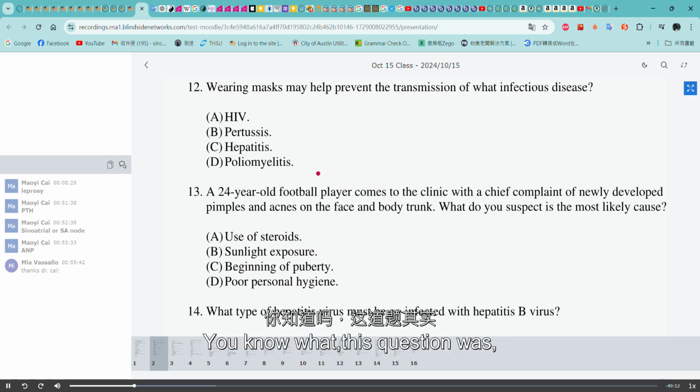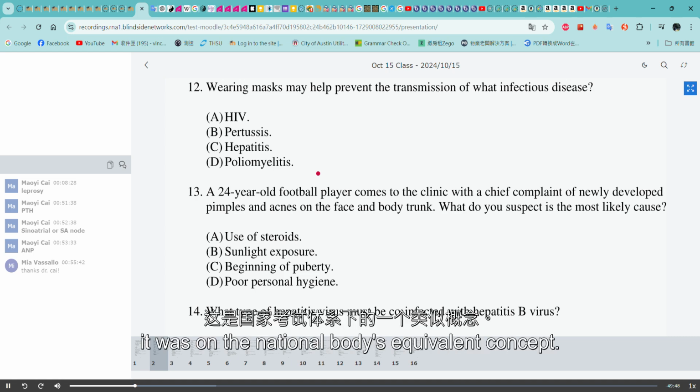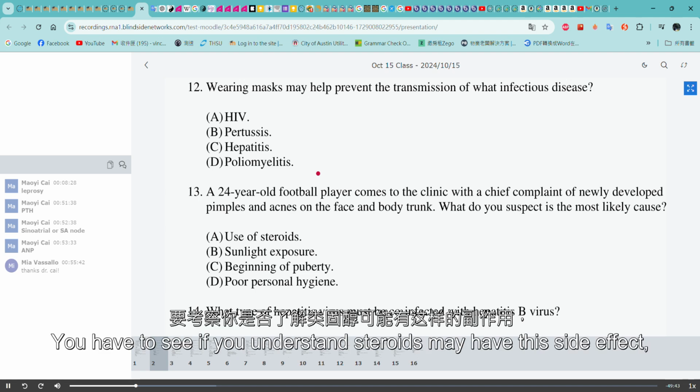Okay. You know what? This question, I was told a few years ago, was on a national board exam, an equivalent concept. Yeah, they were asking that, to see if you understand that steroids may have this side effect.